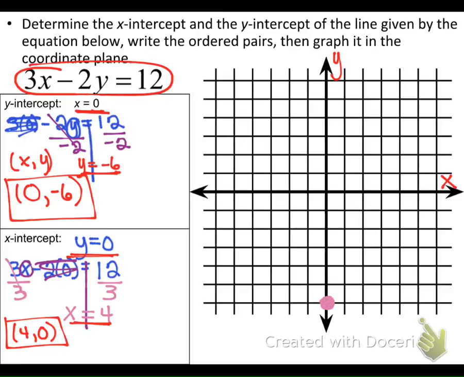Then I go to my next ordered pair, which is 4, 0. So I start at the origin. Because it's a positive 4, I go to the right 4 spots. And my y value is 0, so I plot it on the x-axis. I then go to graph my line, making sure that it goes through both plotted points. It goes to the edge. That was kind of sloppy. It goes to the edge of the coordinate plane here. It has an arrow on each end, and it's straight.